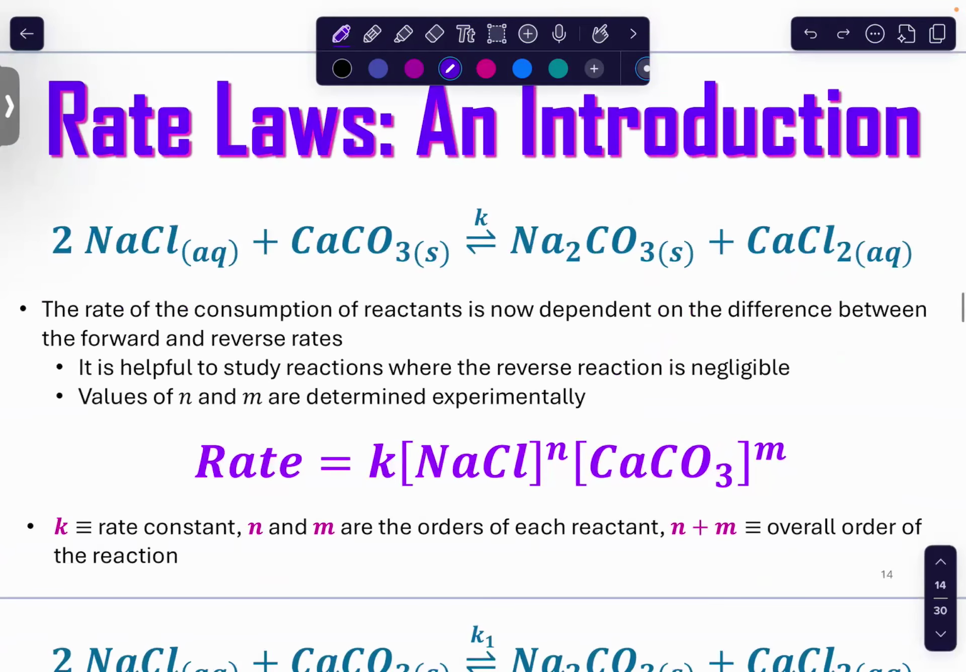Okay, rate laws. So we have a nice chemical reaction here. There's sodium chloride reacting with calcium carbonate. You get sodium carbonate and calcium chloride. What kind of reaction is this? Double replacement. It is also an equilibrium because that double arrow's there.